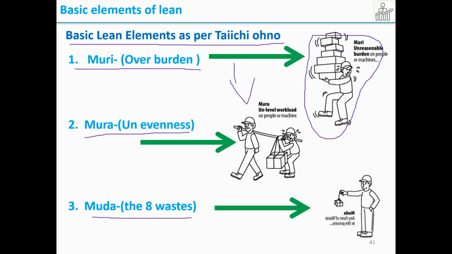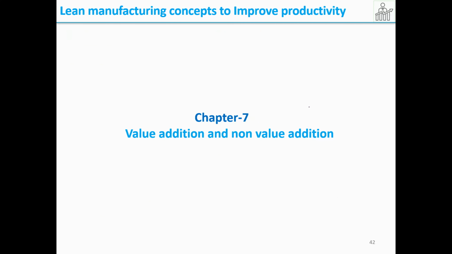The second one is unevenness. So we need to distribute the work uniformly, evenly, so that the output comes consistent. Third is Muda, the eight waste. The waste which is there in the shop floor will give less output or it will not add any value. So what are those 8 waste? We'll see in the next chapter. Value addition and non-value addition.